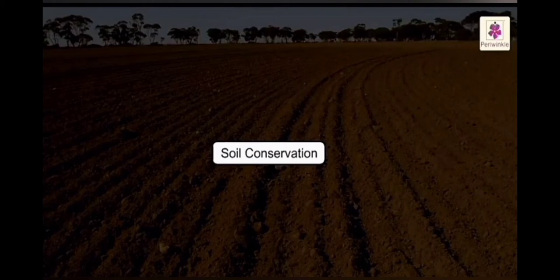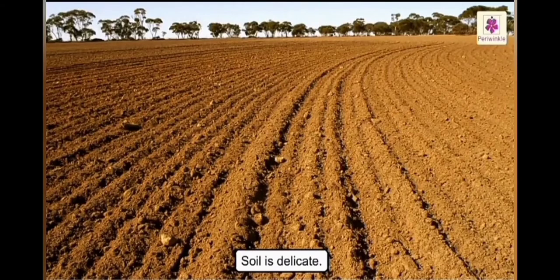Protection of soil from erosion is known as soil conservation. There are certain steps that we can take to conserve the soil. So there are certain steps we can follow to save the soil. Let us see what the steps are.